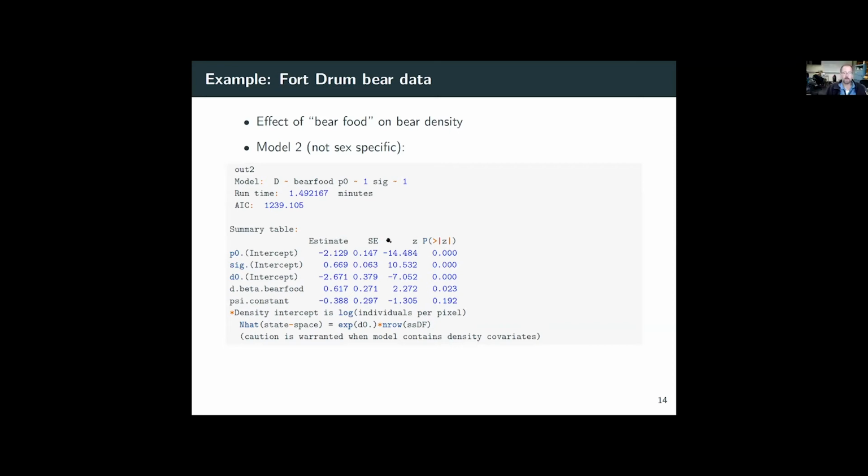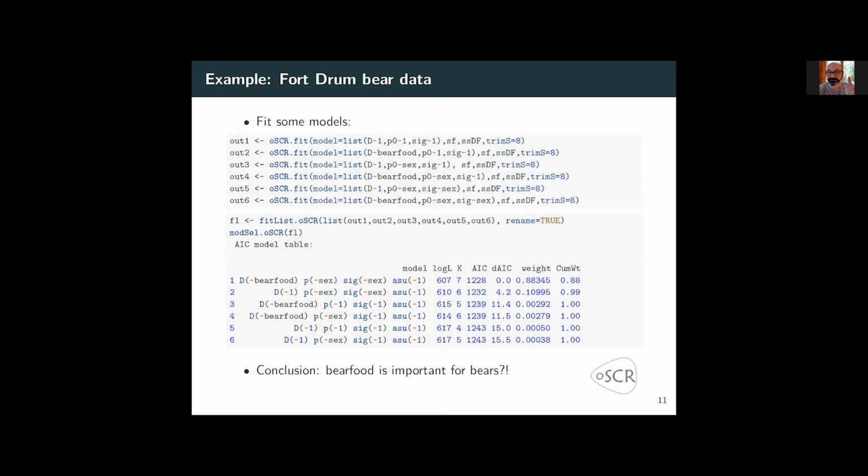Andy, there was a question about trim-S. Okay, yeah, so the trim-S basically speeds up the likelihood evaluation by doing a local evaluation of the likelihood. What it does is it takes each encounter history and, in computing the likelihood, just looks at the part of the state space in the vicinity of that encounter history. So the trim-S defines how local that evaluation is supposed to be.